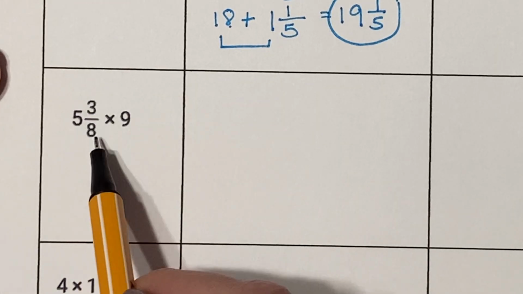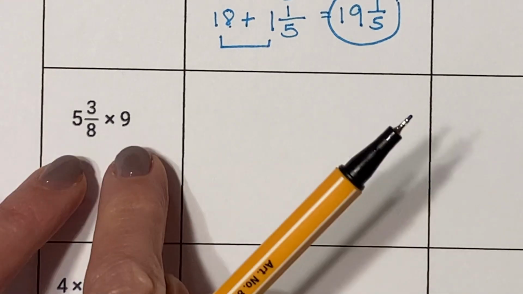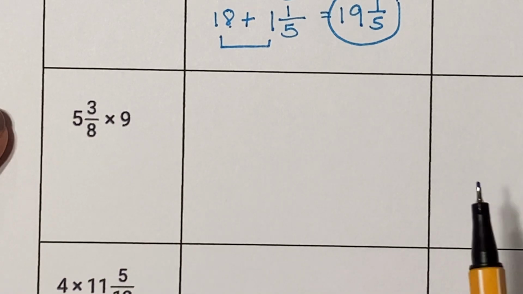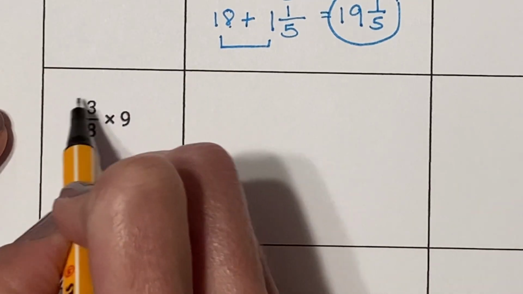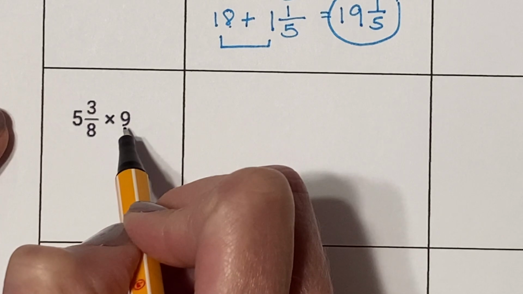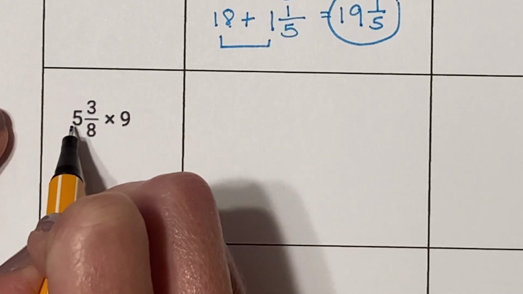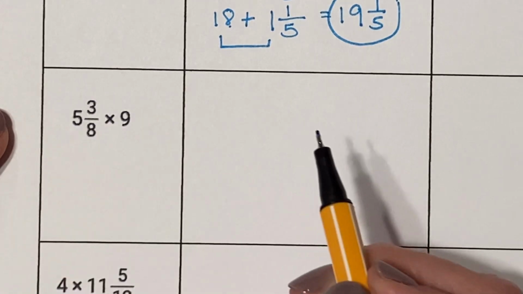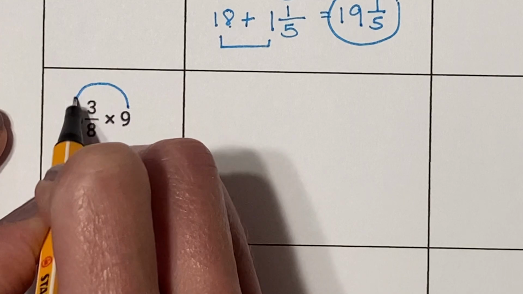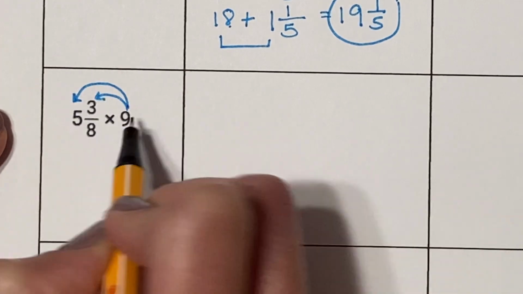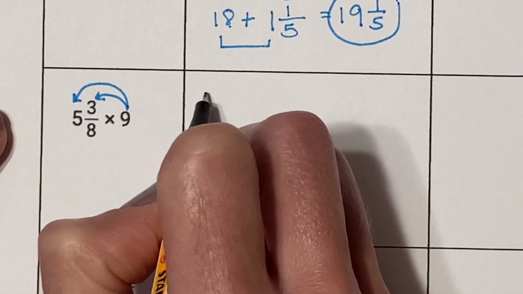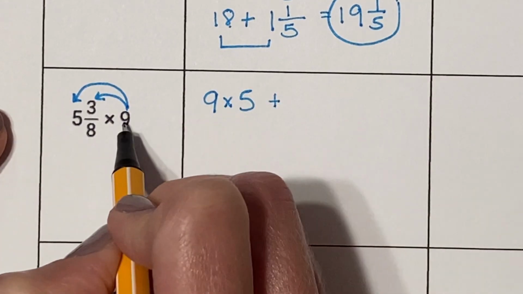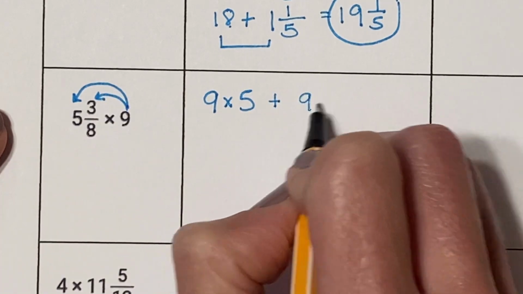Let's go ahead and do 5 3/8 times 9. Now notice in this case, my whole number is after my mixed number, but we're still going to do the exact same thing. Every part in my mixed number is being multiplied by my whole amount. So my whole, my 5, is going to be multiplied by 9, and my fractional part, that 3/8, is going to be multiplied by 9. So here we go. I'm going to have my 9 times my 5, I'm going to multiply my whole, and I'm going to add to that the 9 times the 3/8.